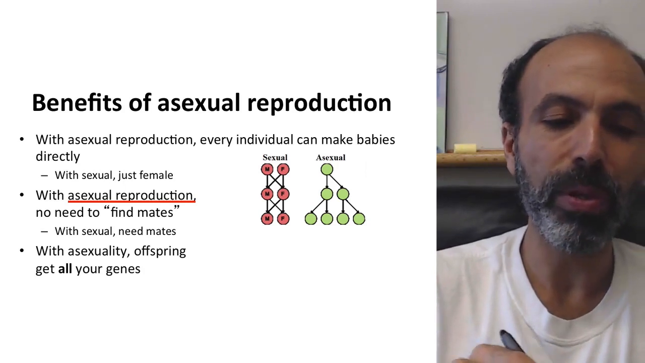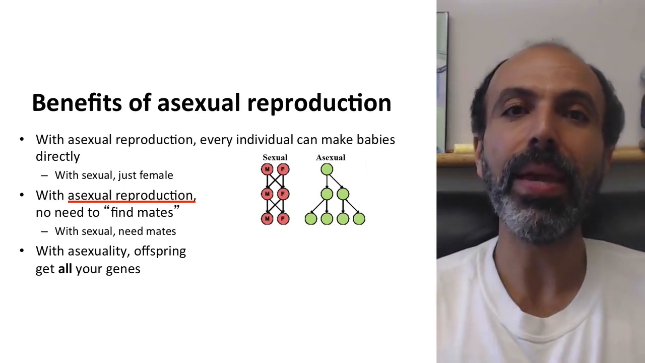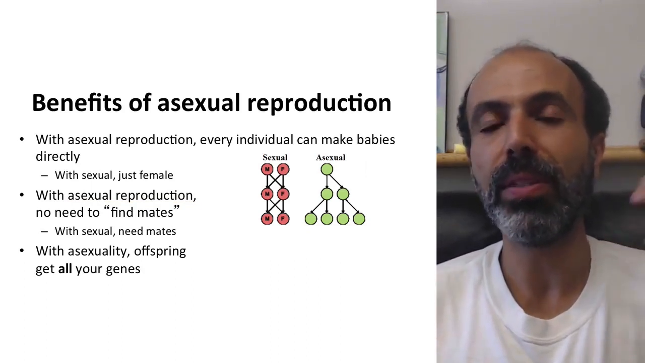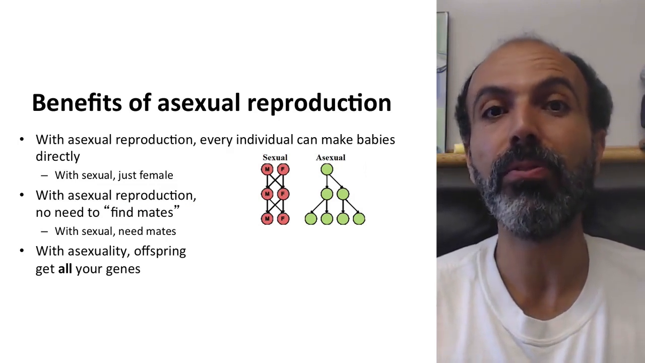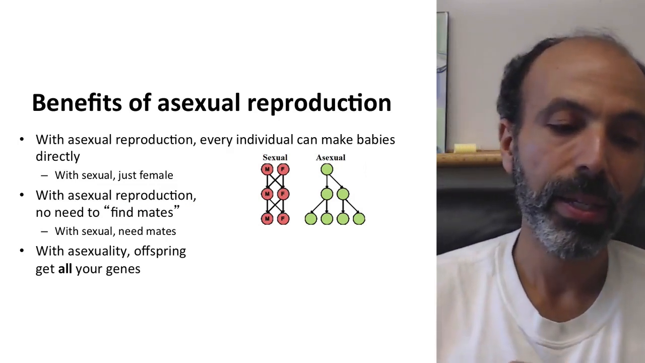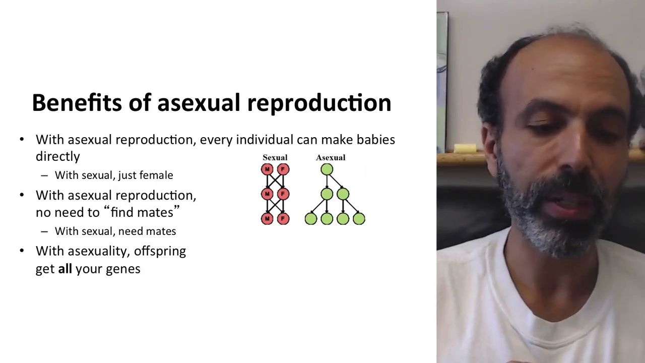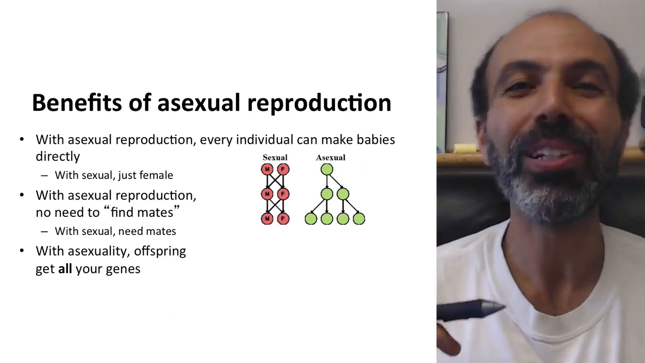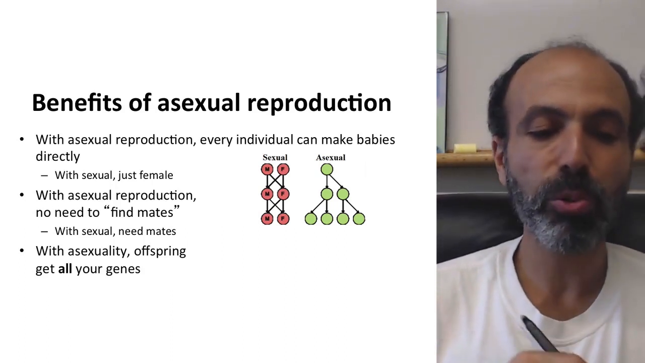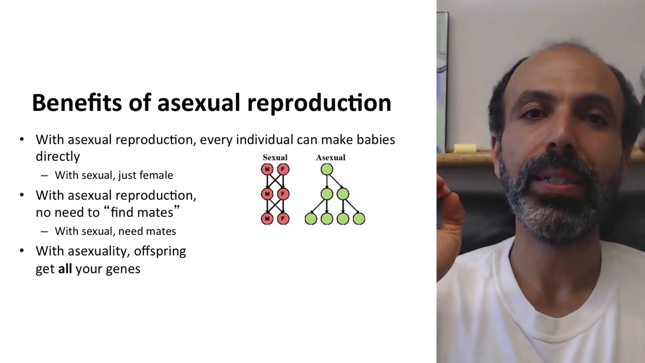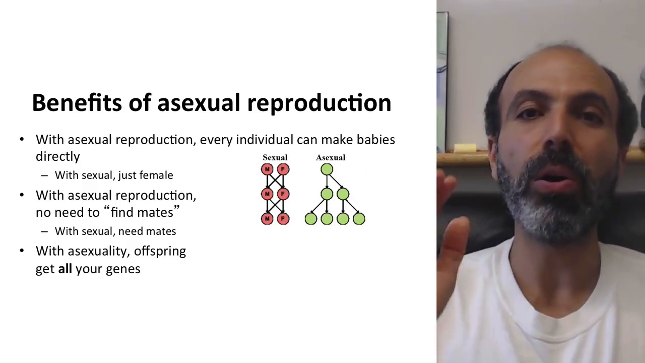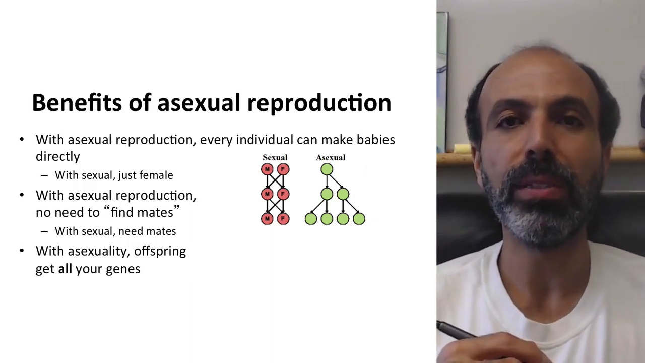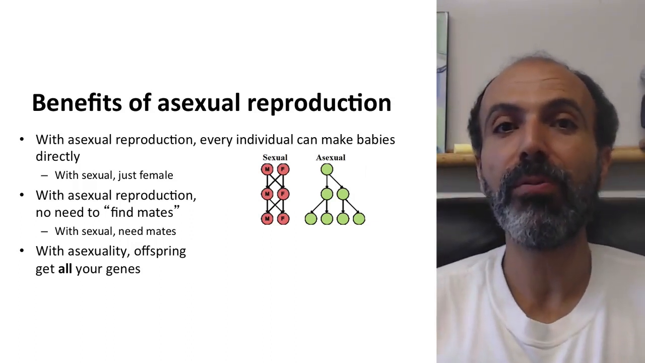Similarly, with asexual reproduction, you don't need to go out and find mates. This is something that sometimes involves a lot of energy. You sometimes have to have characteristics that may actually be maladaptive in general, but are good for attracting mates. So this is actually a big advantage to asexual reproduction. In contrast, sexual reproduction requires that you actually go and woo your potential mates. And finally, with asexual reproduction, offspring get all your genes. In contrast, with sexual reproduction, offspring only get half of your genes. So it seems like overall there's a lot of benefits to asexual reproduction.